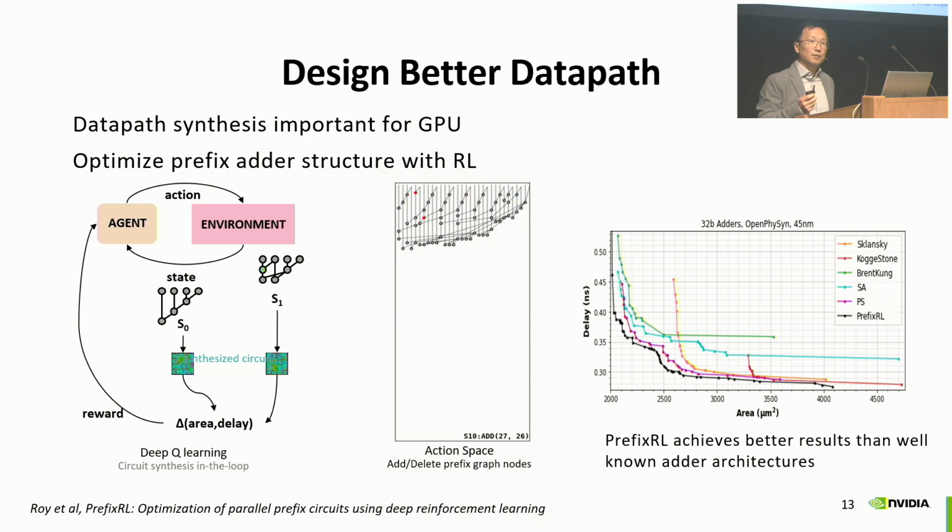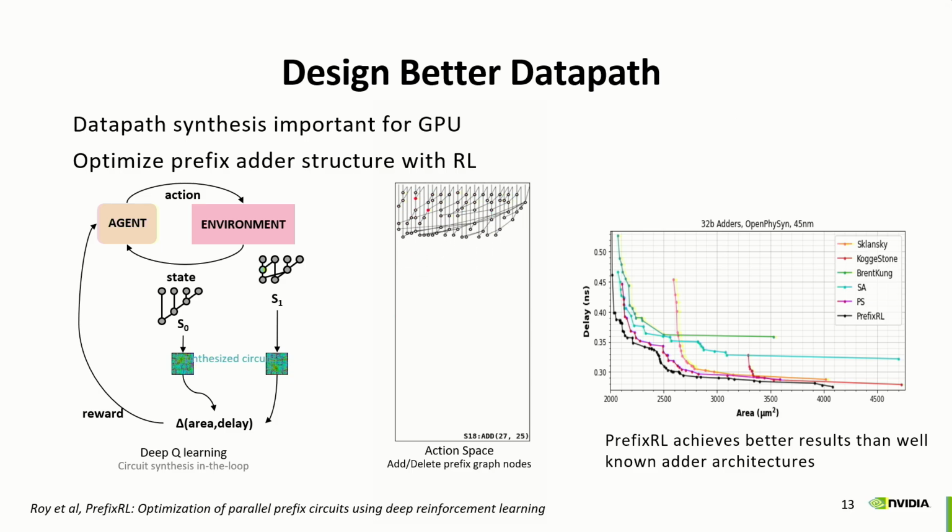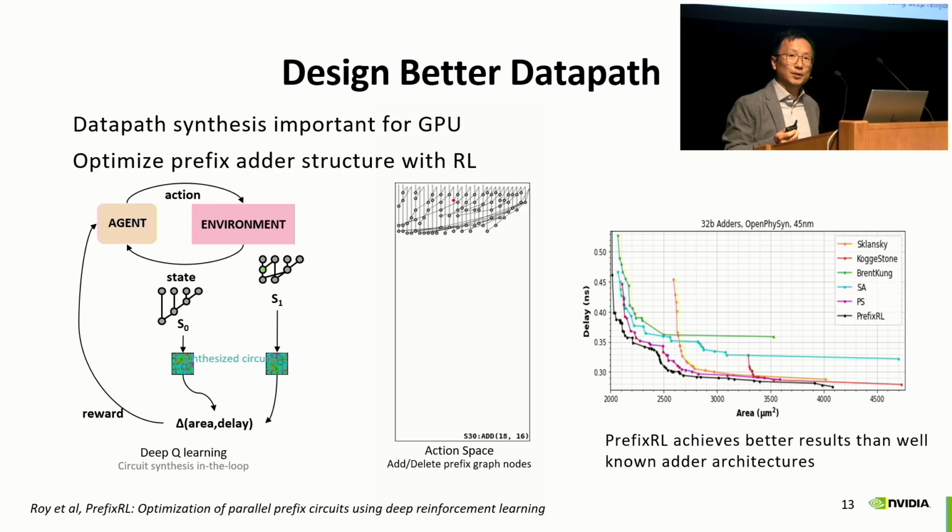So the second reinforcement learning application is data path optimization. Data path quality is very important to GPU, since there are many computing data paths on the GPU. Prefix adder is one of the most important data paths for us to optimize. There are many known prefix adder structures, such as Sklansky, Kogge-Stone, and so on and so forth. Can AI find a better prefix adder structure?